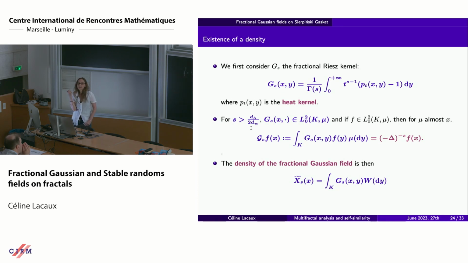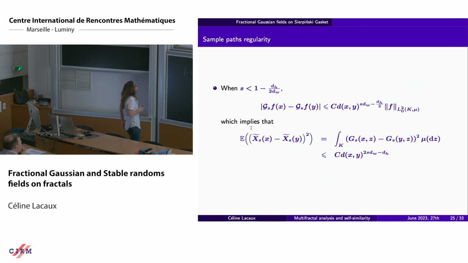So now I have the density. I want to study its sample path smoothness. I know it is a Gaussian field, and I said at the beginning that the sample path smoothness of a Gaussian field is linked to the behavior of the variance of its increments. So I want to consider an increment and try to compute its variance and say, okay, the behavior of this variance is this. So I know what the smoothness is.